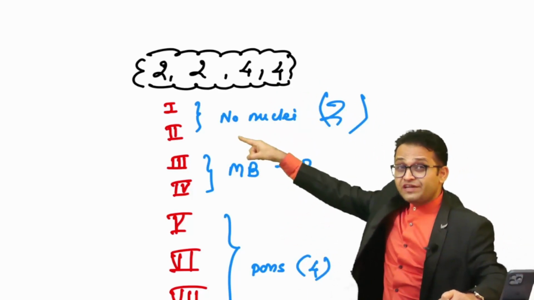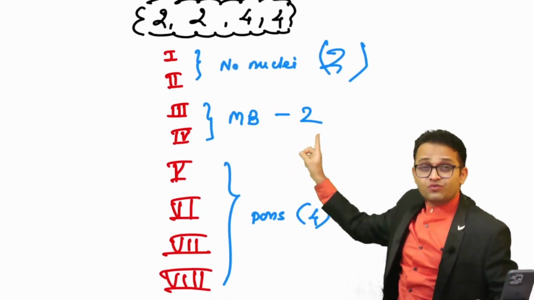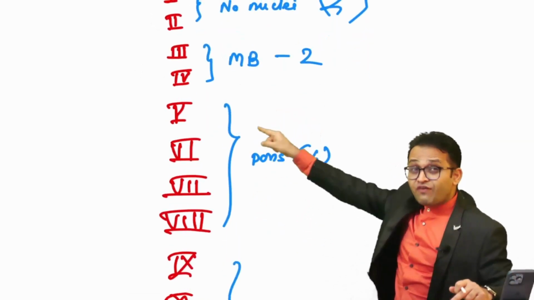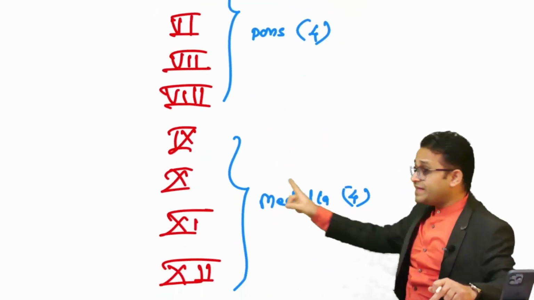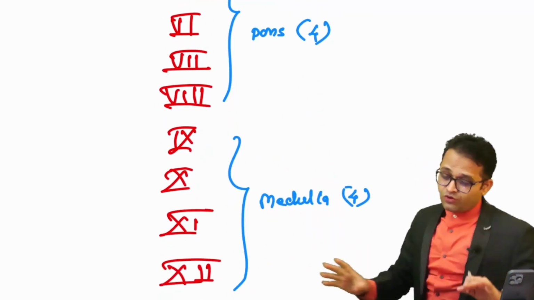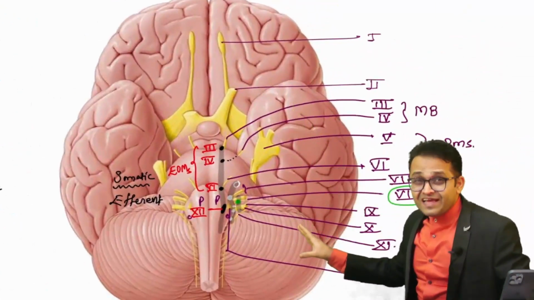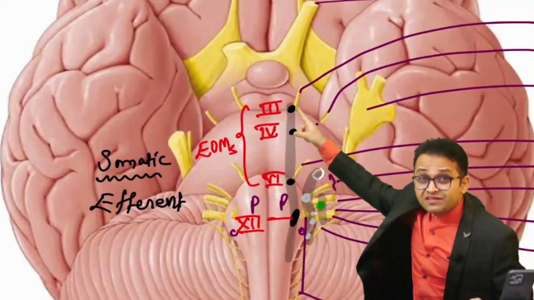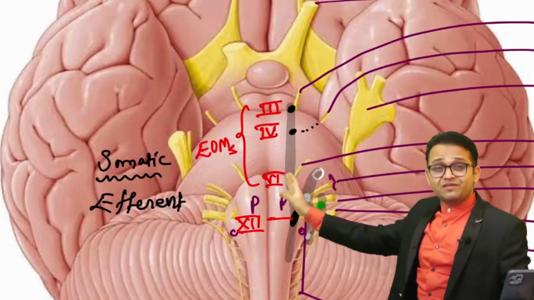First 2 cranial nerves have no nuclei. Next 2, the third and fourth, have the midbrain nucleus. Then 5, 6, 7, 8 have pontine nuclei, and then 9, 10, 11, 12 have their nuclei in the medulla. After that I told you about this beautiful creativity of God: the cranial nerve nuclei 3, 4, 6 and 12 are in a vertical column within the brain.